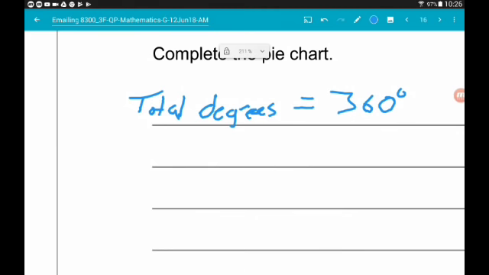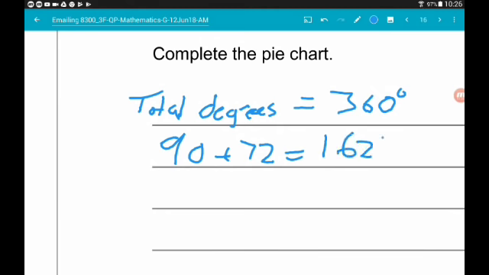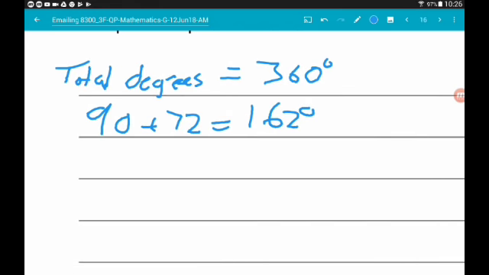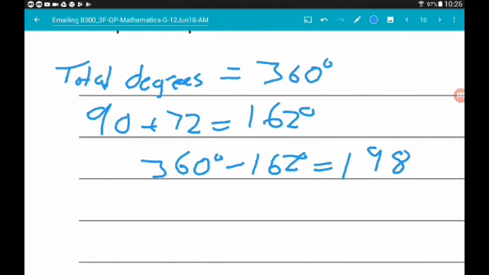So 90 add 72 is 162 degrees. So if we do 360 minus 162, we get 198. So that tells us that L and M share 198 degrees of the pie chart.